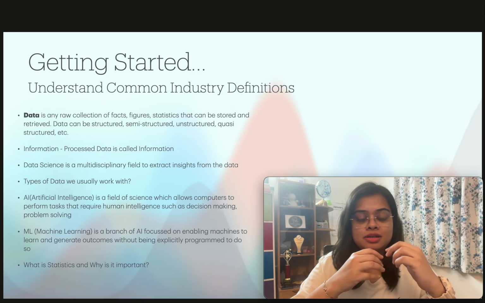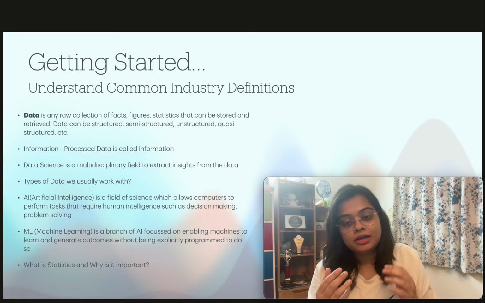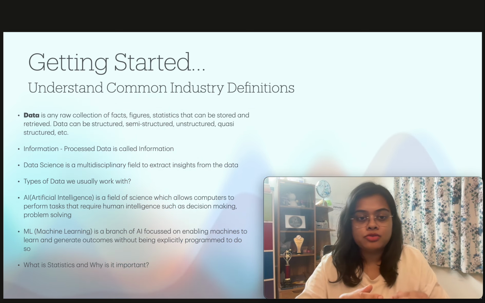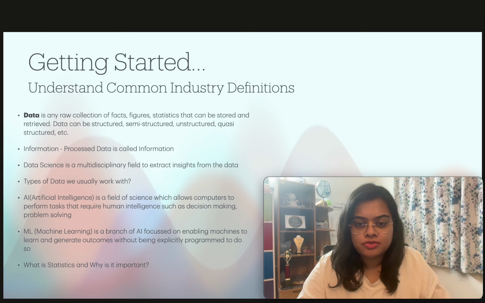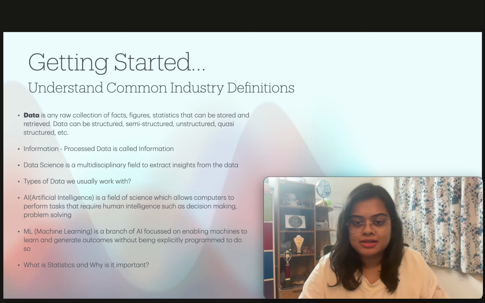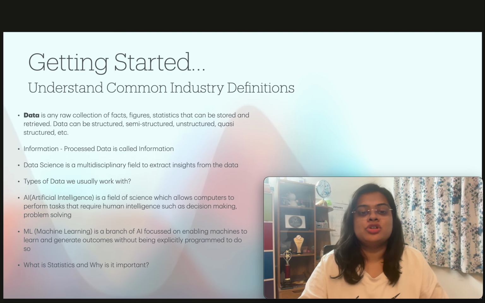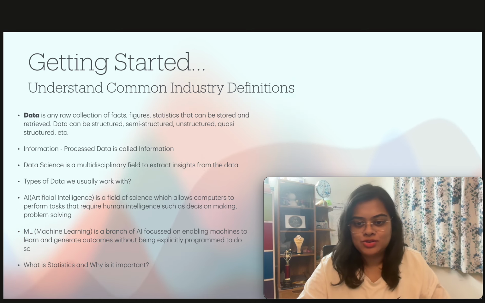Structured data is data which is in a row and column format. That means any data which can be stored in a row and column format is structured data. Any data which does not have a row and column format, but it has some structure like a JSON or a YAML or an XML, that is called semi-structured data. Unstructured data is data like videos, images, text, which does not have any structure.